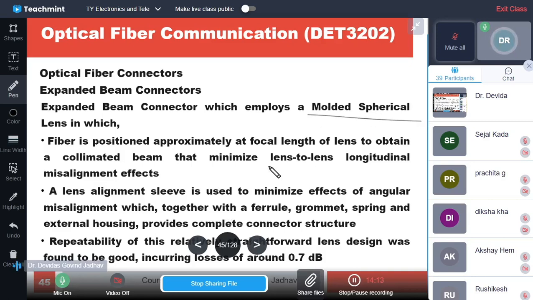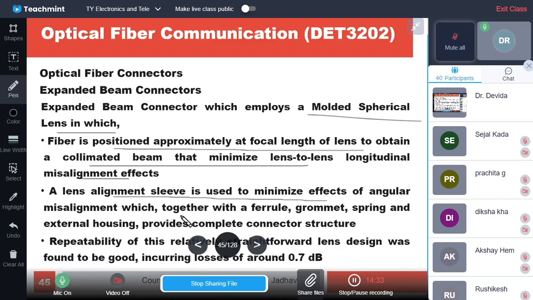So here the molded spherical lens is used instead of two different lenses, and positioned approximately at the focal length of the lens for obtaining the collimated beam to minimize the lens to lens longitudinal misalignment. Lens alignment sleeve is used for minimizing the effect of angular misalignment to adjust the lens orientation. Together with the ferrule, grommet, spring, external housing provides the complete connector, and repeatability in relation to the straightforward lens design was found to be good, incurring losses around 0.7 dB.